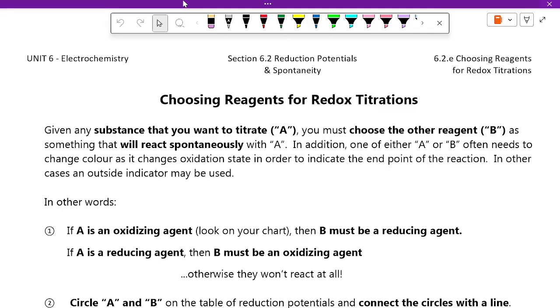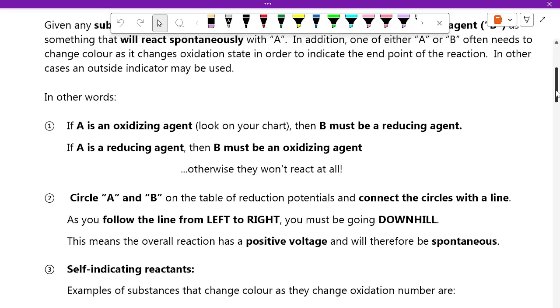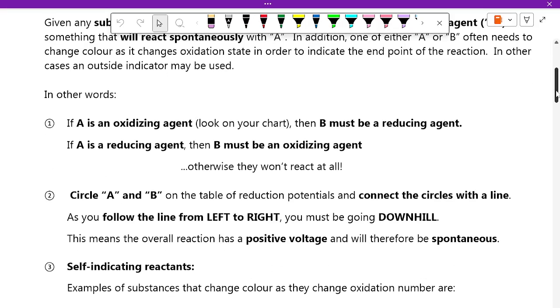Spontaneous or non-spontaneous? Spontaneous. So do you want the ball to roll up the hill or the ball to roll down the hill? Down the hill. So basically, you just pick a substance B, and then you see, will it go up or down the hill? Mostly these questions are multiple choice. So it's not a huge part of the curriculum or anything like that.